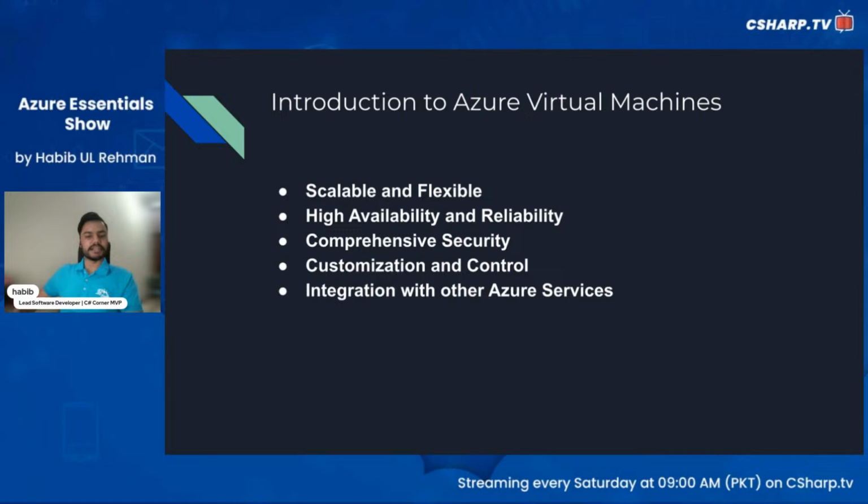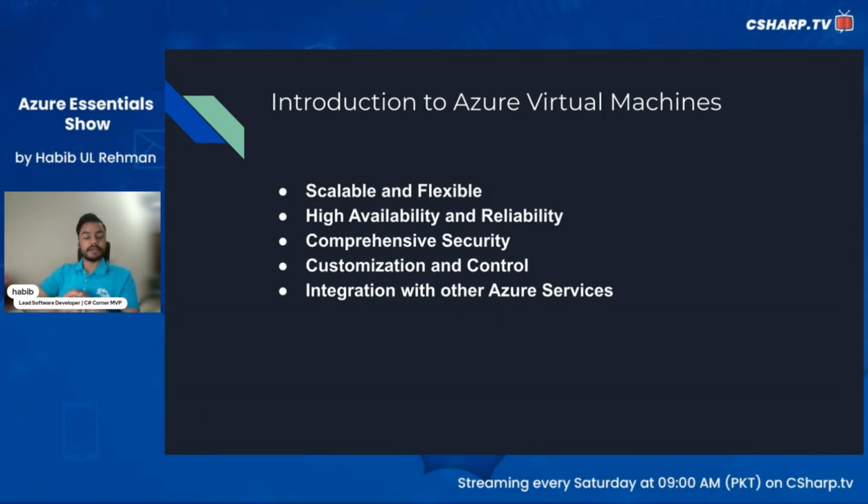Then we have high availability and reliability. Azure ensures high availability with features such as availability sets and availability zones. These features distribute virtual machines across multiple physical servers, compute racks, storage units, and network switches to reduce the risk of downtime. Built-in redundancy and fault tolerance mechanisms help maintain continuous operation and minimize disruption.